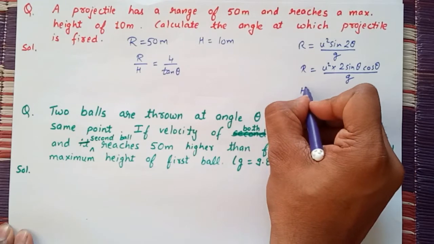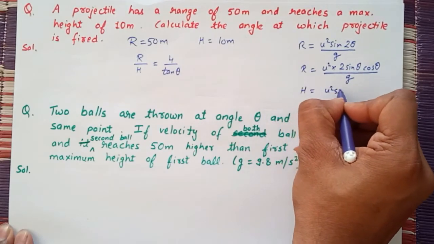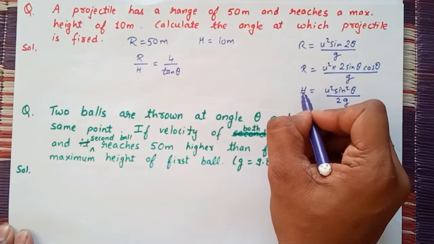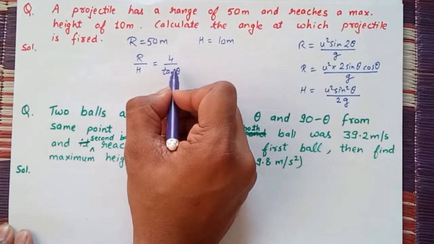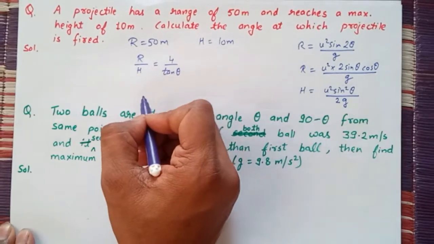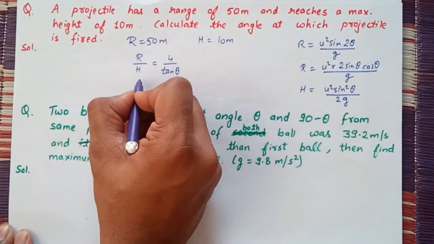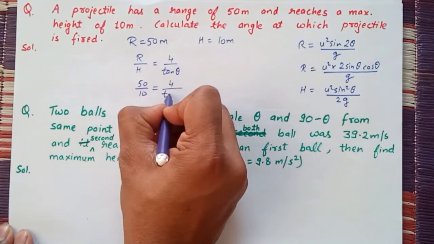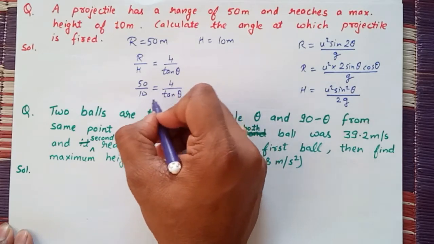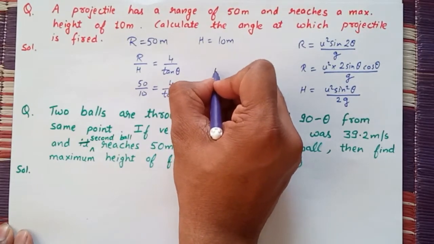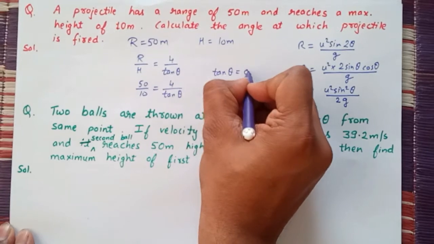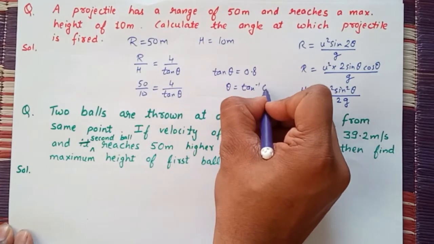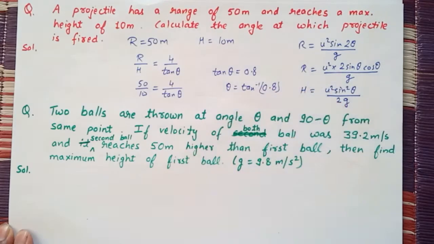And what is h? H is u square sine square theta upon 2g. You can divide this and you will get that r by h is equal to 4 by tan theta. I have already discussed in the theory classes. So putting the value, r is 50, h is 10, this one is 4, and this one is tan theta. Cross multiplying it, we will get tan theta is equal to 0.8, or theta is equal to tan inverse 0.8. This one is the angle.